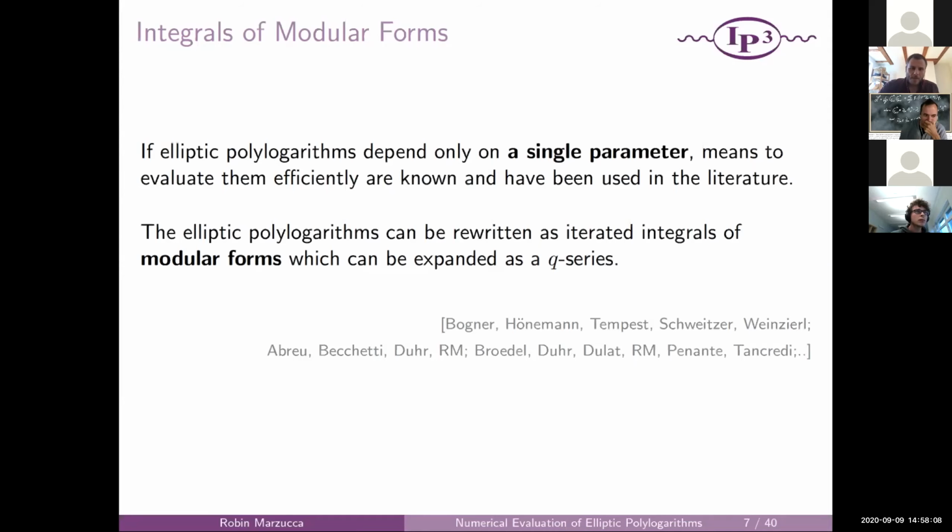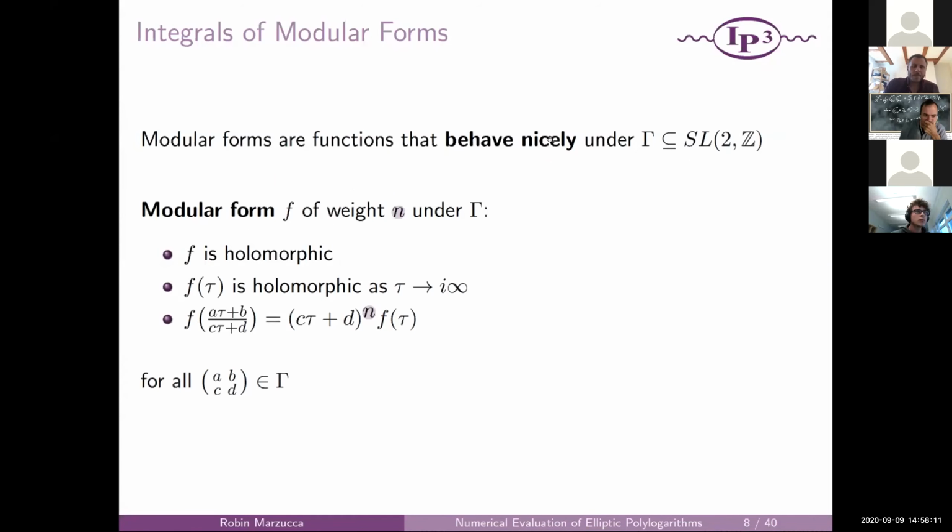First, I'll go a little bit into modular forms. A modular form is essentially a function that behaves nicely under modular transformations, so transformations in SL2(Z). And when I say behaves nicely, what I mean is the following. A modular form f of weight n is, first of all, a holomorphic function. It is holomorphic as tau goes to i infinity, and it behaves in the following way under modular transformations. You get this factor (c tau plus d) to the power of n, and this n here is the weight of the modular form.